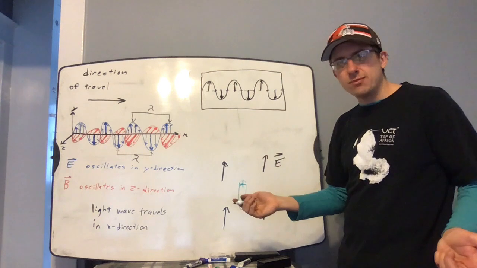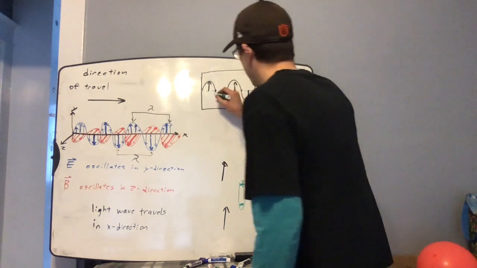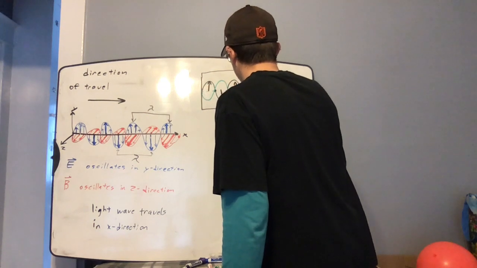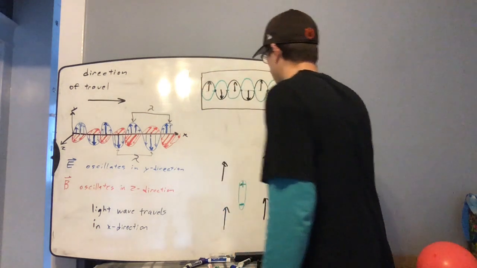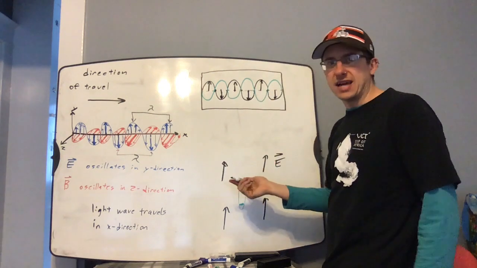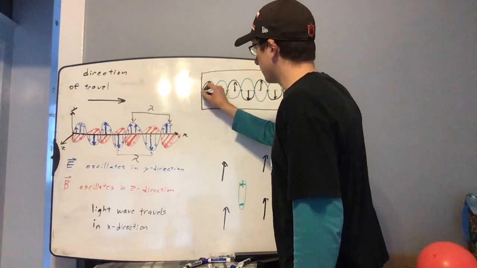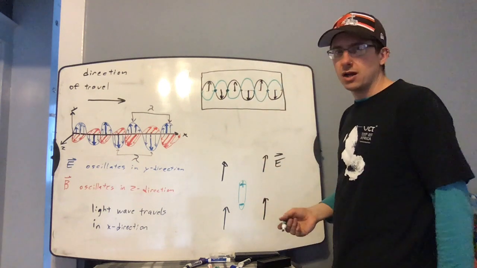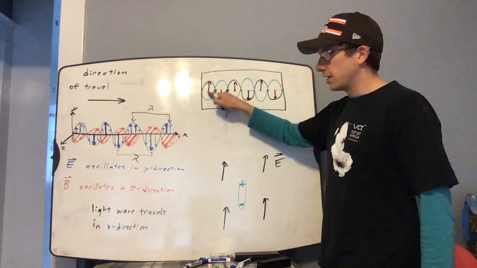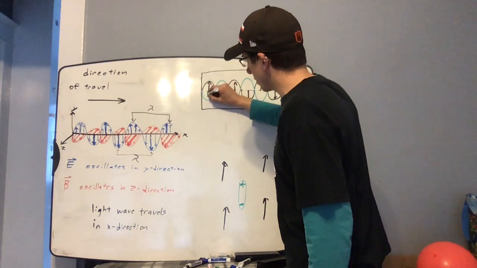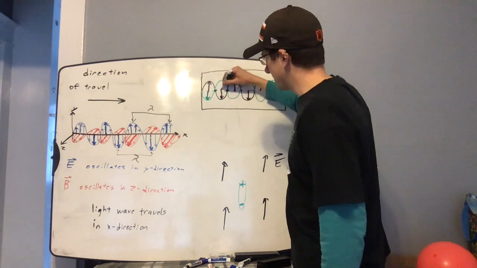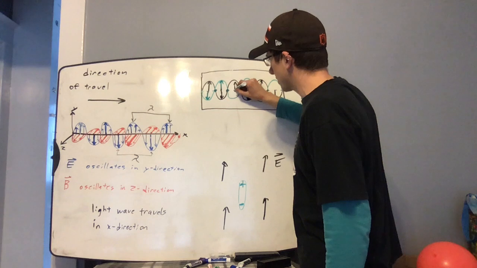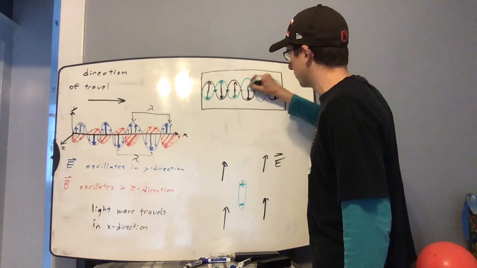At another time, a split second later, the wave inside the cavity will look something like this, I'm drawing in green, where at this moment in time, you still have a value of 0 there, you still have a value of 0 there, you still have a value of 0 here. But at this location, you have a really strong electric field that is pointing down. And at this location, you now have a really strong electric field pointing up. And at this location, you have a really strong electric field pointing down, and so on.